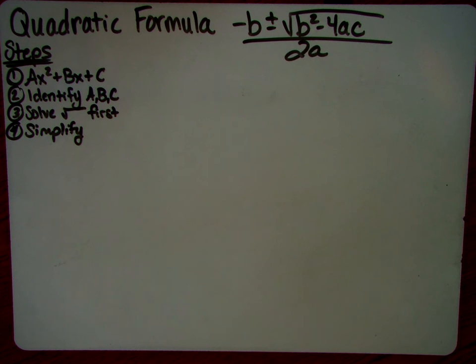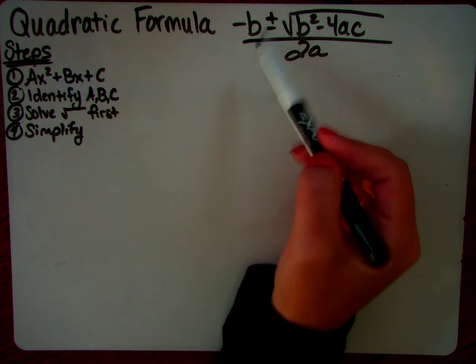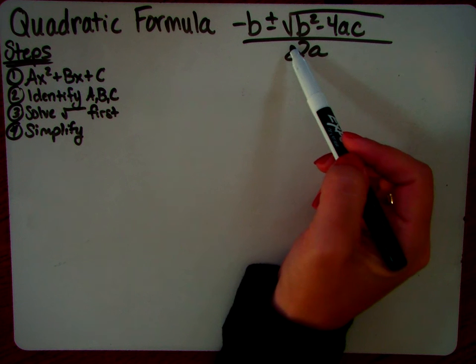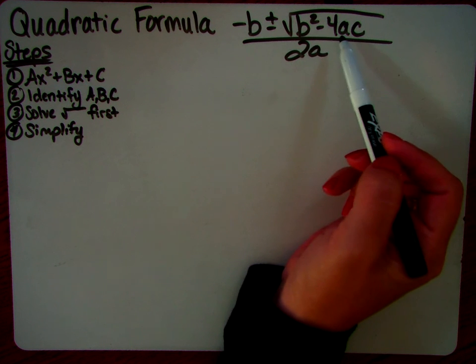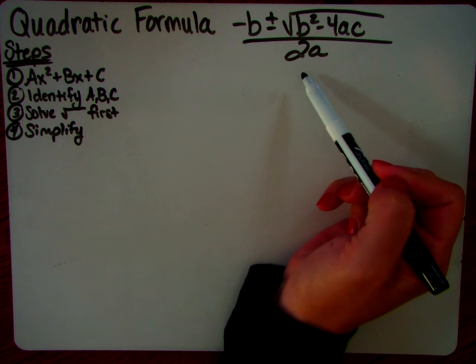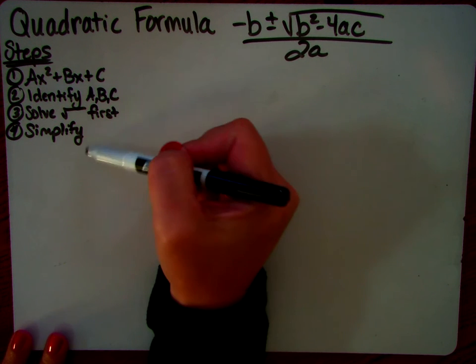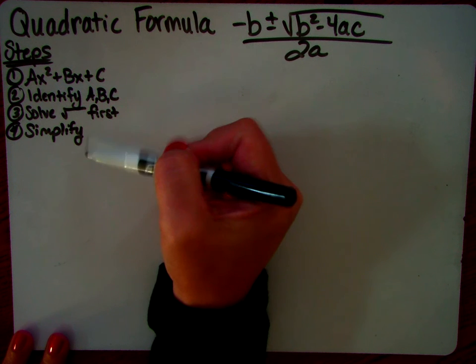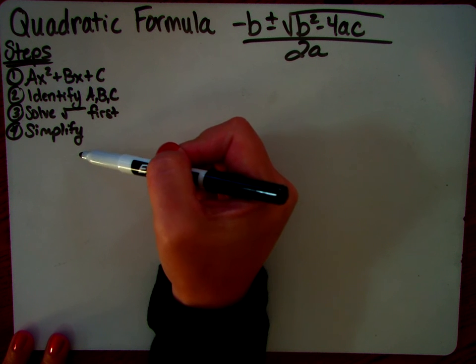Hey guys, alright, so today I want to talk about the quadratic formula, which I have listed here. It's negative b plus or minus the square root of b squared minus 4ac all over 2a. And I've listed some steps here. So for every single problem, these are the steps that you should be taking. These are what you're asking yourself.